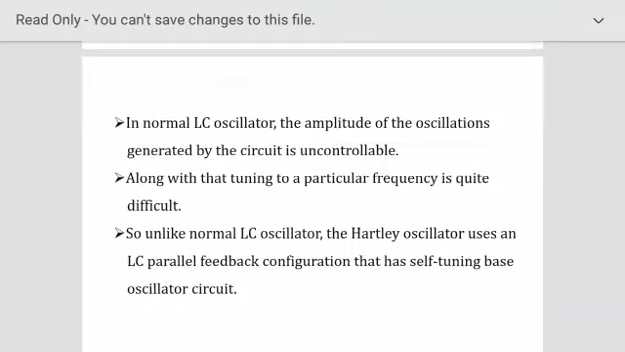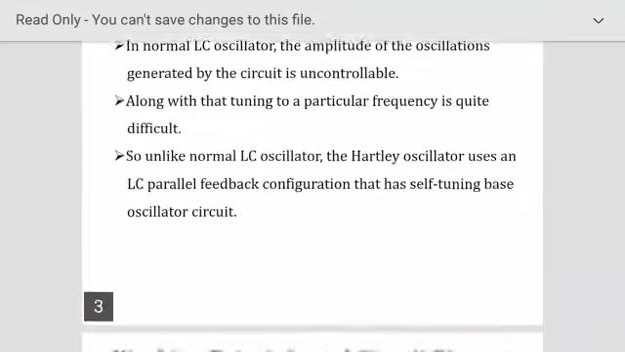In a normal LC oscillator, the amplitude of the oscillations generated by the circuit is uncontrollable. Along with that, tuning to a particular frequency is quite difficult. So unlike a normal LC oscillator, the Hartley oscillator uses an LC parallel feedback configuration that has a self-tuning base oscillator circuit.